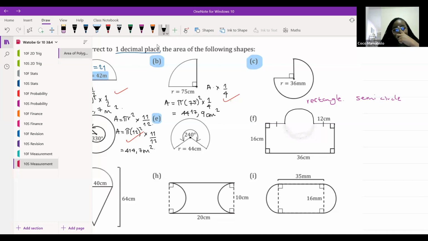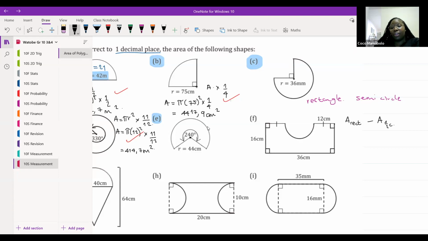But now we know that they haven't added it, they have taken it away, right? So if they've taken it away, are we going to then add or minus? Are we going to plus or are we going to minus from the rectangle? Correct. We're going to minus. So we're going to find the area of our rectangle, and then we're going to minus the area of our half circle. Half circle. Not full circle, only semicircle.